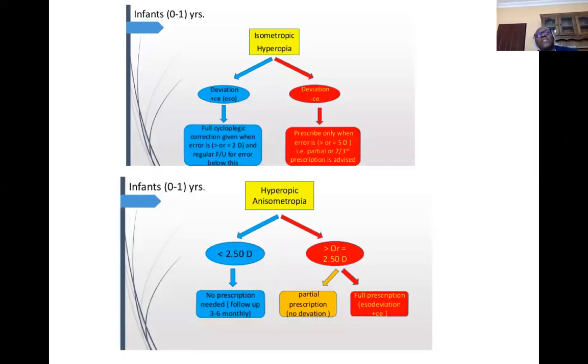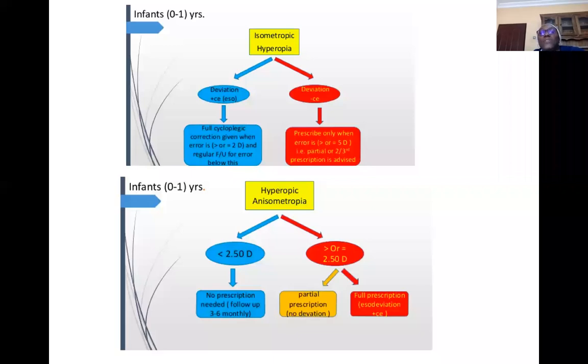So for an infant, this is the flow chart. For an infant who is 0 to 1 years, if it is isometropic hyperopia, that means the two eyes have the same refractive error, and there is a deviation, you do a cyclopegic refraction. You give the correction if it is more than or equal to 2 diopters. But if it is less, you can just do a regular follow-up to find out if it's increasing.